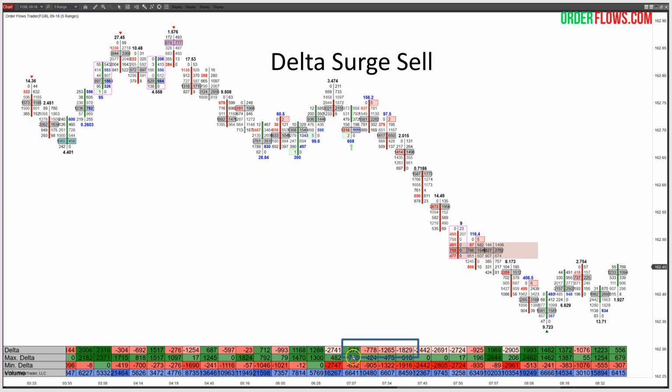Again, 673, then minus 778, minus 1265, minus 1829. And what happens? Even over the next several bars, it still continues in that trend. Minus 2442, minus 2691, minus 2724. As we sell off from what is that, 162.60 area all the way down to 162.40. This is in the Bulges.